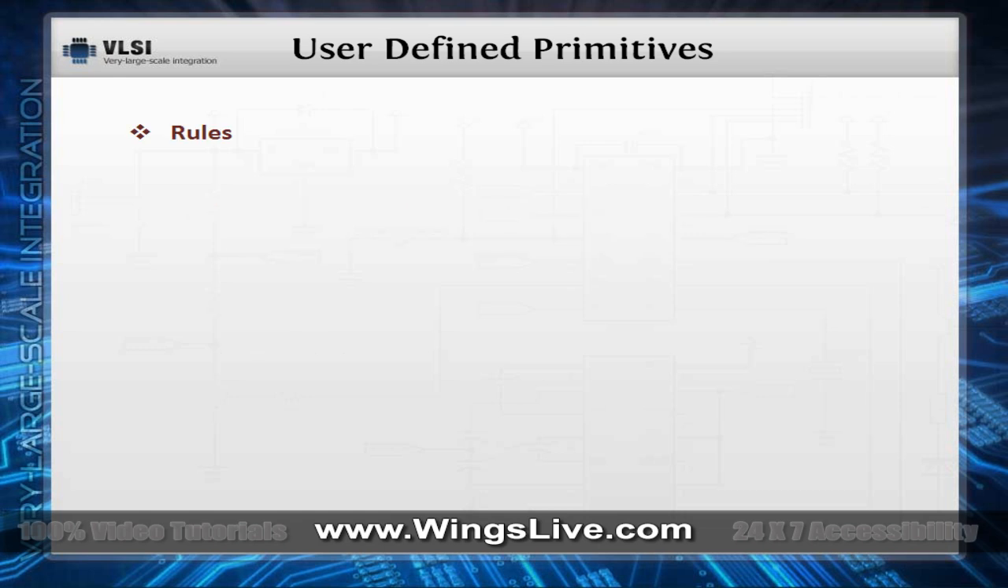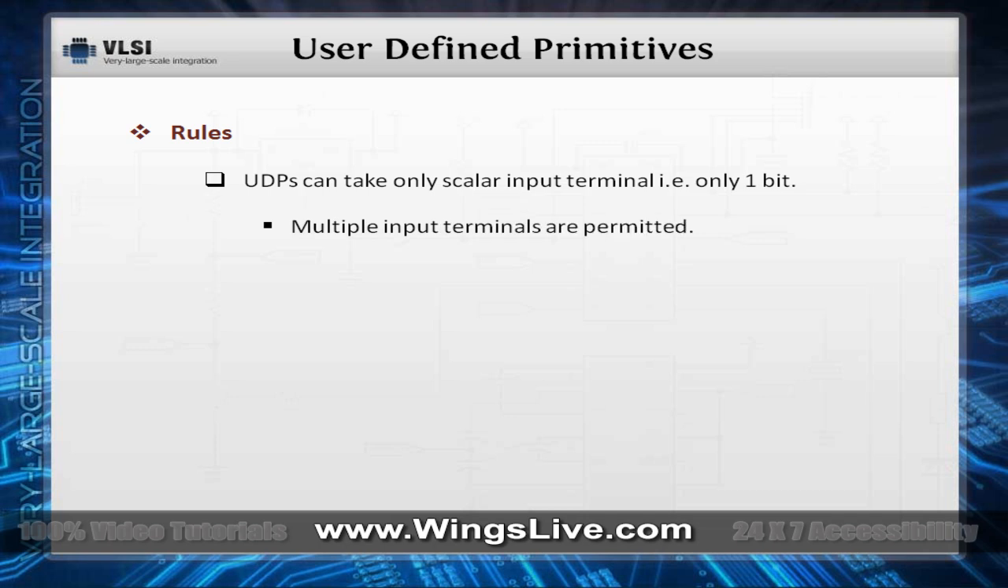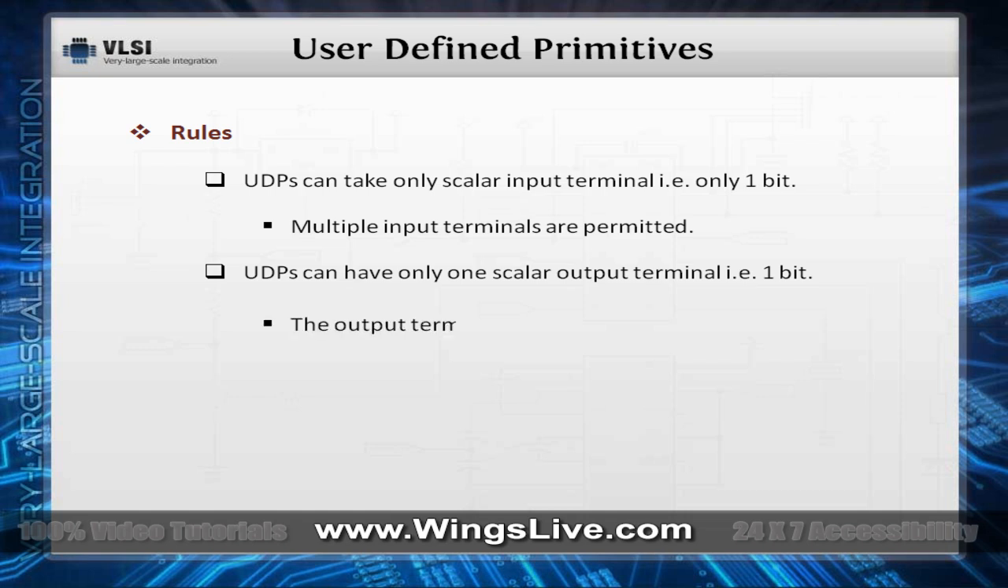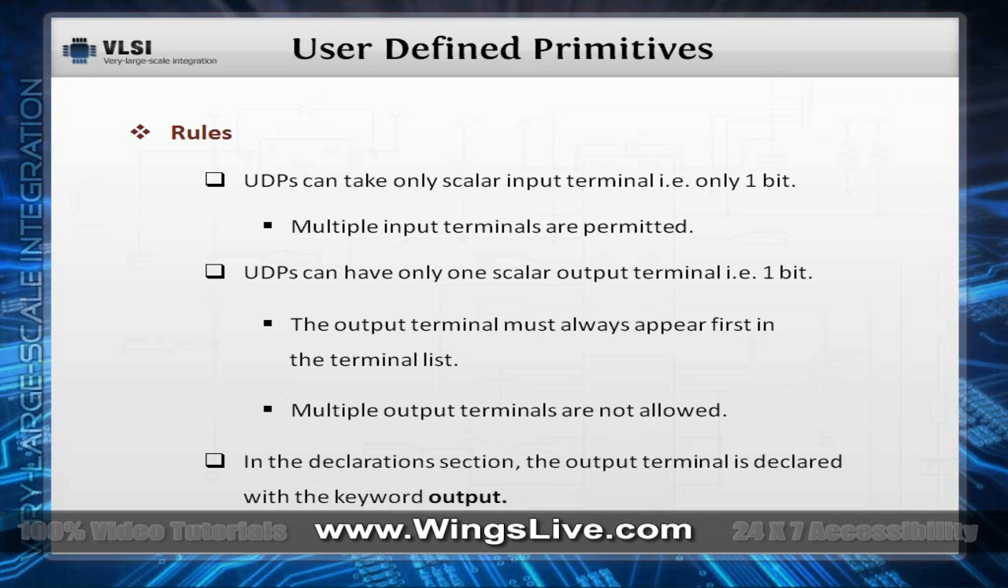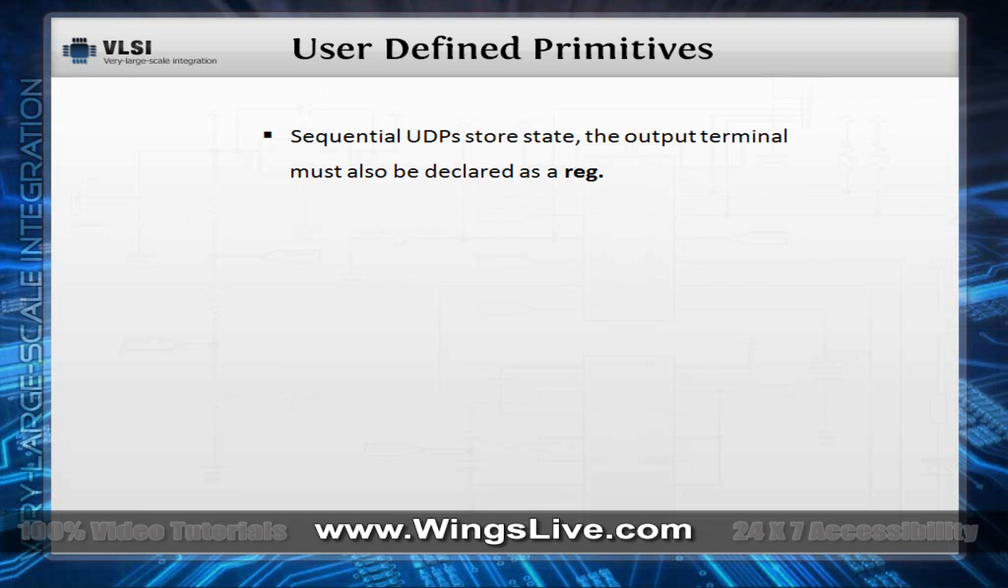Now, we have a few rules for UDPs, so let's take a look at those, shall we? UDPs can take only scalar input terminal, that is only 1 bit. Multiple input terminals are permitted. UDPs can have only one scalar output terminal, that is 1 bit. The output terminal must always appear first in the terminal list. Multiple output terminals are not allowed. In the declaration section, the output terminal is declared with the keyword output. Since sequential UDPs store state, the output terminal must also be declared as a reg. The inputs are declared with the keyword input.